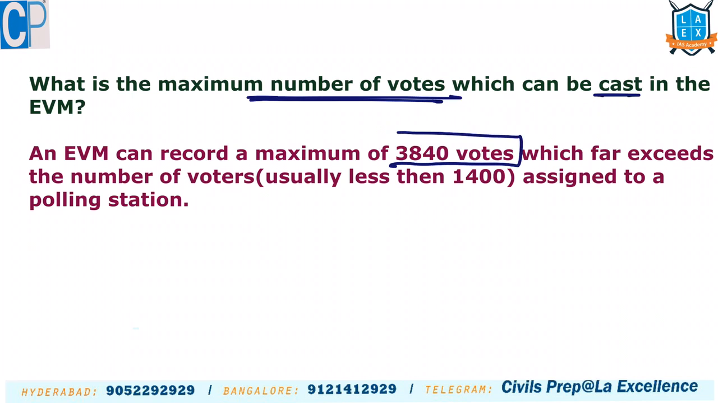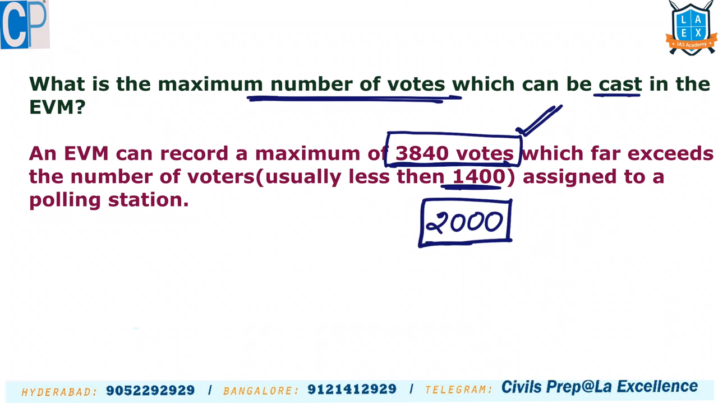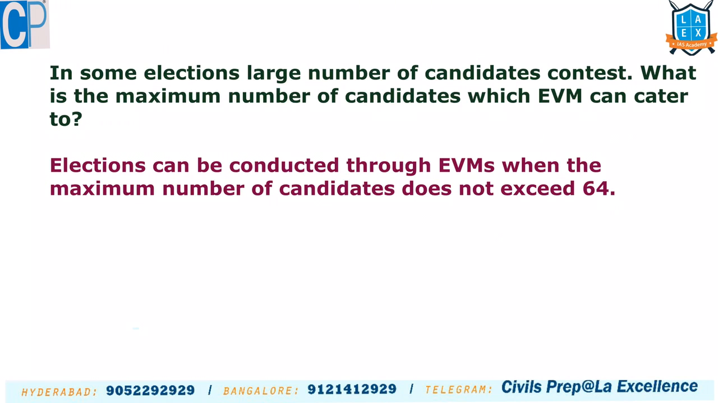Maximum 3,840 votes. The earlier version of EVM supported 2,000 votes. Now the advanced versions support 3,840 votes. But in general, a polling booth has less than 1,400 voters. But in case there are more voters, then also the EVM supports a maximum number of votes polled of 3,840.